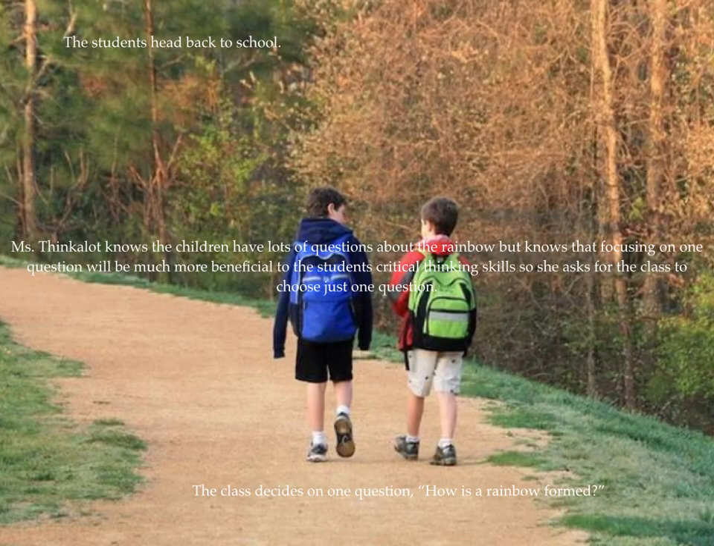Miss Thinkalot knows the children have lots of questions about the rainbow, but knows that focusing on one question would be far more beneficial to the students' critical thinking skills, so she asks for the class to choose just one question. The class decides on one question: how is a rainbow formed?